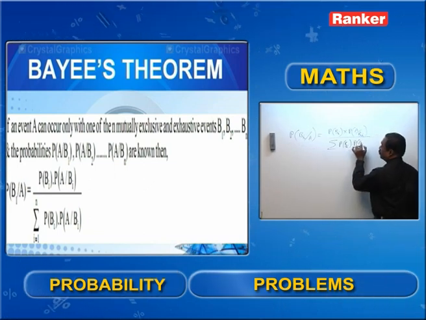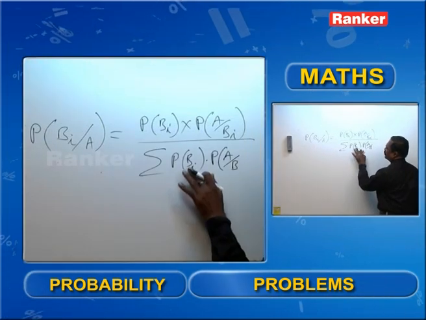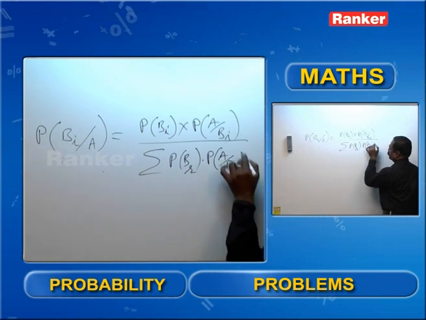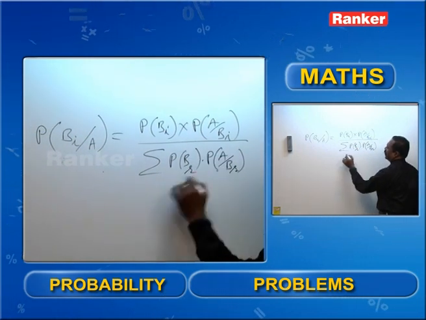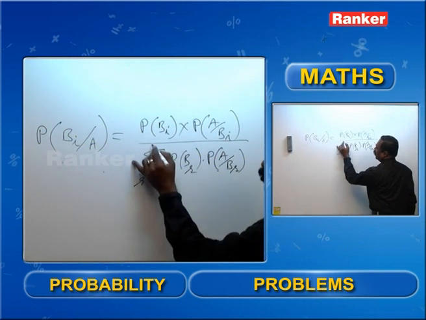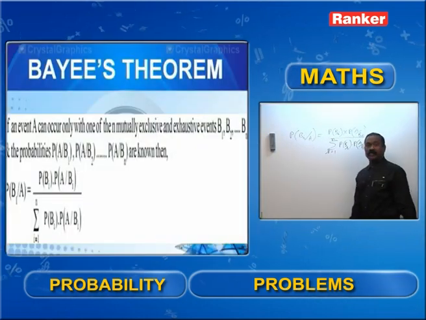A after Bi. You can take it as R also, not a problem, because we have taken a particular event as i. This R runs from 1 to n. N mutually exclusive events are there.